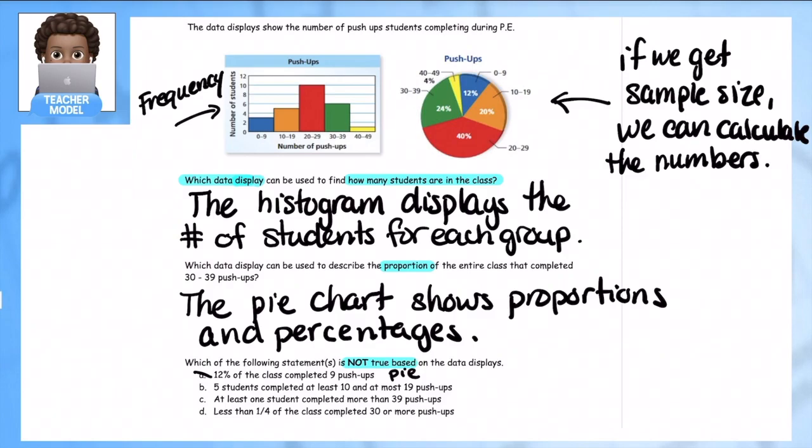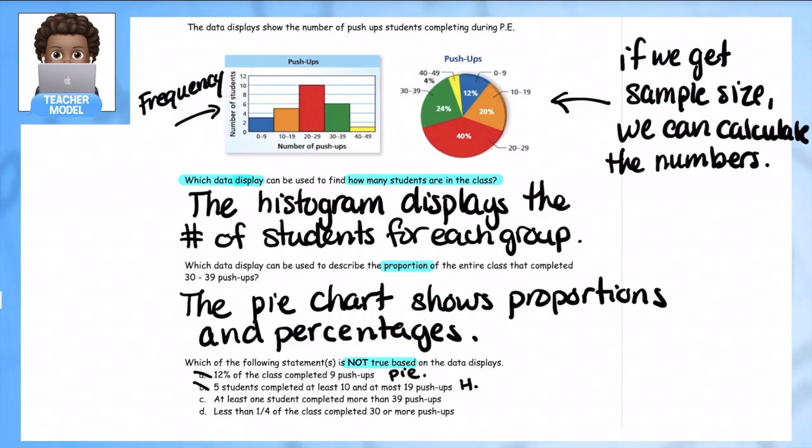5 students completed at least 10 and at most 19. So between 10 and 19. Okay, I'm not going to look at the pie chart because that's only going to tell me it's 20%. So now I'm going to come to my histogram. All right, 5 students. Here's 10 to 19. Yep, 5 students. I can see it right there. So that's true, and that's for my histogram.